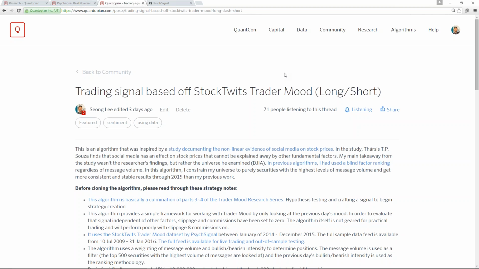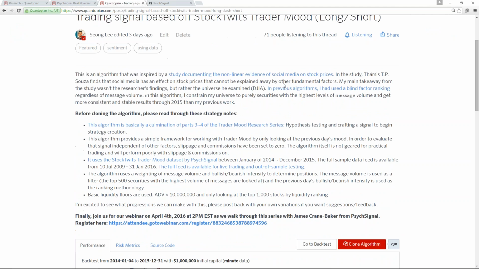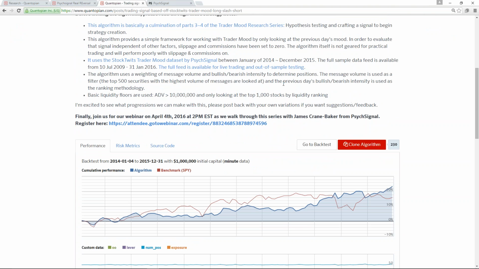But the thing that's not shown in this post is that the algorithm that I created here is actually a culmination of a lot of different steps that I took to analyze the data before I got to the point where I could create an algorithm, and we can walk through that later. But at a high-level overview, this algorithm, and I'll scroll down to the results over here, basically looks at the previous day's bullish and bearish intensity levels per security, weighted by the number of messages that have come through. SignalSignal provides both bullish and bearish scores for, let's say, Apple on a 0 to 4 basis.